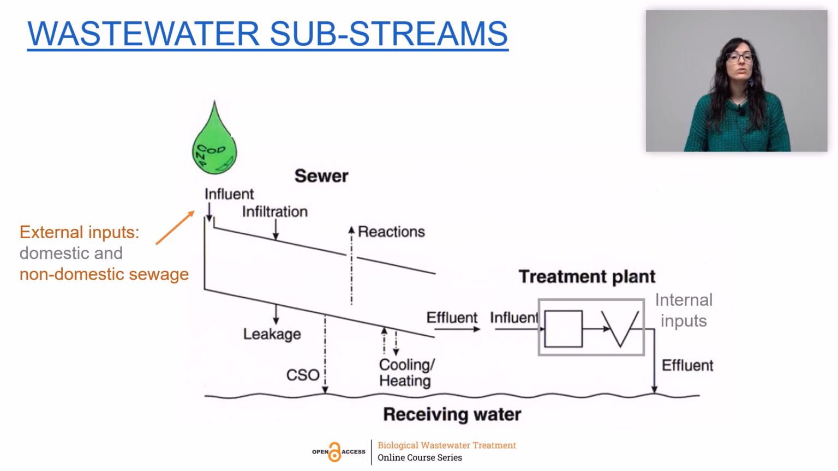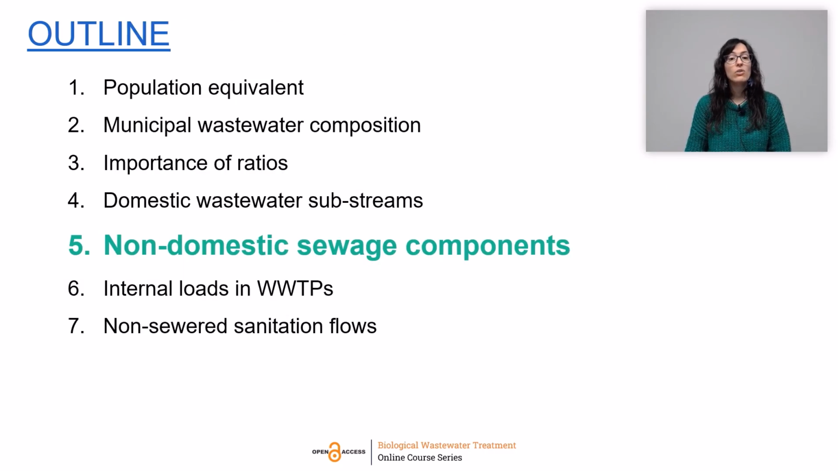Let's go back now to the scheme of the sewer and the treatment plant. We are focusing now on the external inputs, and we have just dived into the different domestic substreams. Let's see now what the sources are for non-domestic sewage, which are also part of the external inputs. This term refers to all the wastewater streams not produced by the households that will also be treated in the treatment plant.